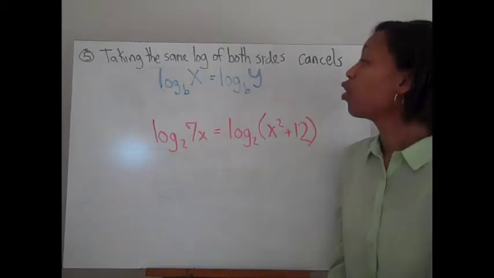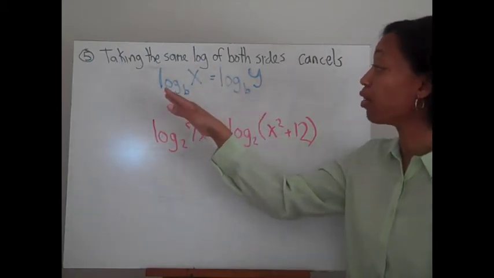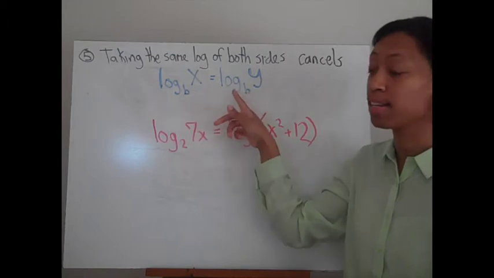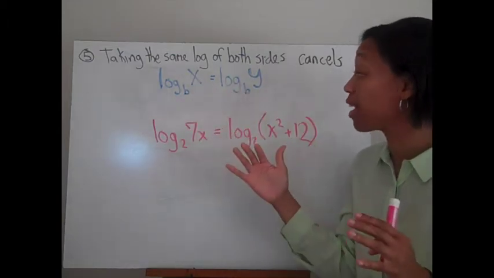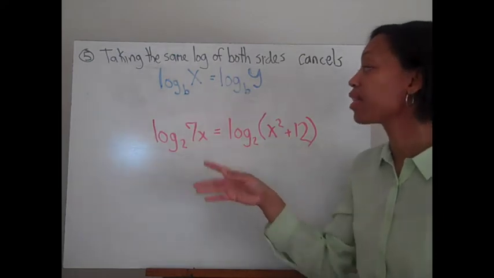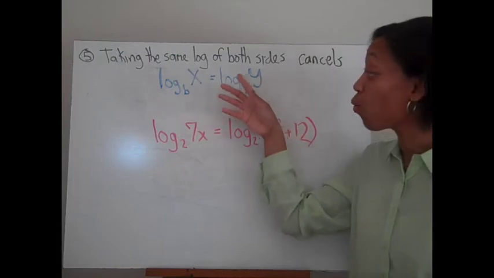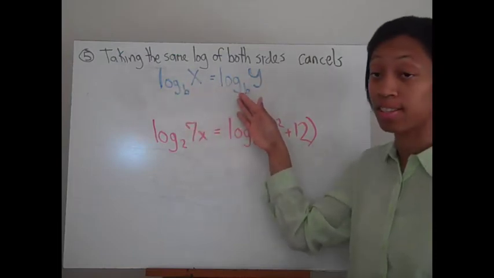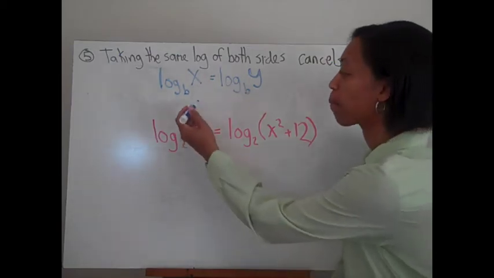Alright, one more rule. If you have a log on both sides that has the same base, of the entire side, not just a part of it, of the entire side, well then that whole log cancels. Here I have a log base b of x and log base b of y. Well, because the log is the same there, it cancels out. This is just equal to x equals y.